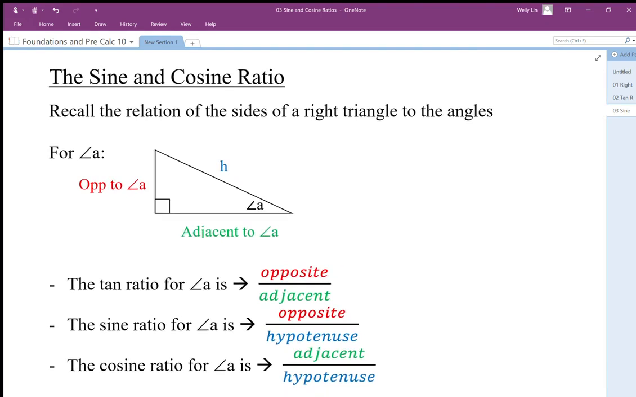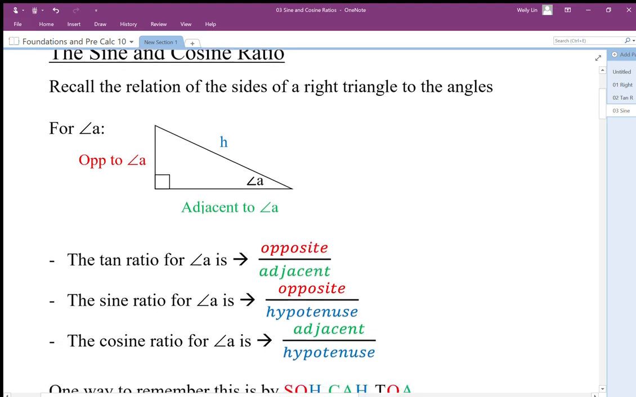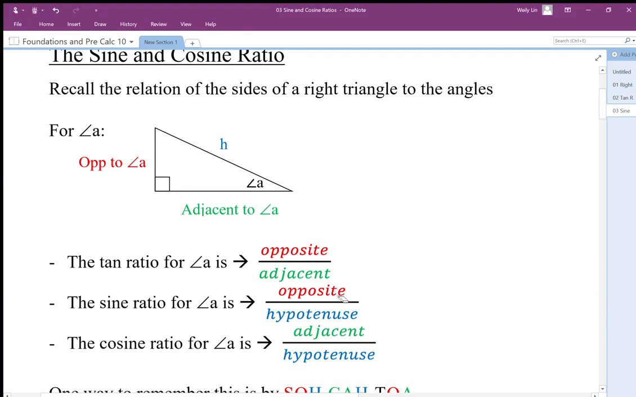Looking at the sine and cosine ratio. These are going to be the other named ratios that we're going to use. So we're going to give these specific ratios some names. We've given the tan ratio, the opposite to adjacent ratio, we're going to now call tan. We're going to use now the opposite to hypotenuse ratio.